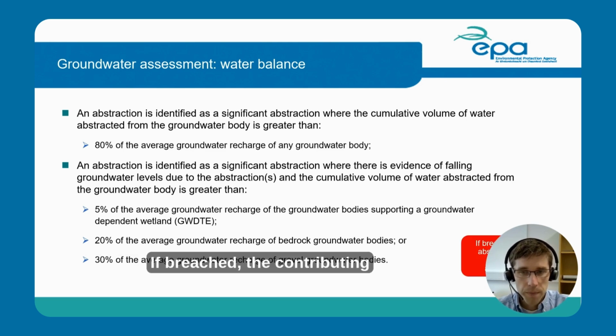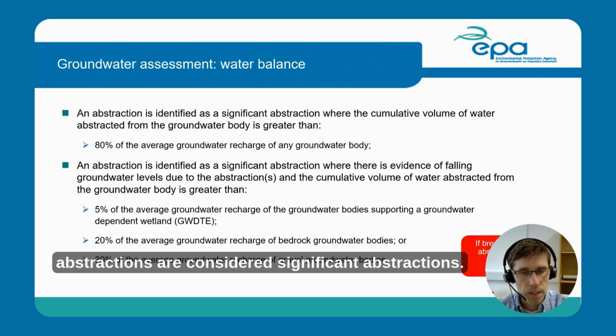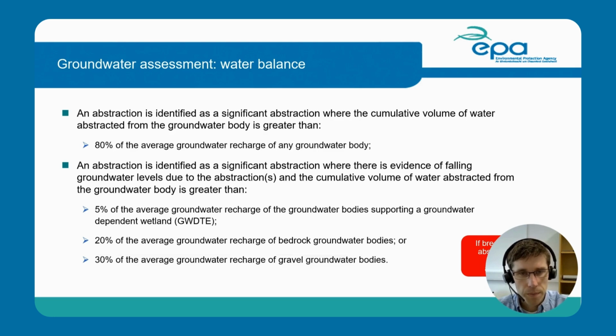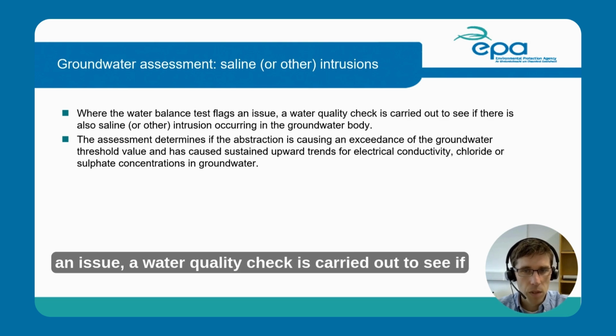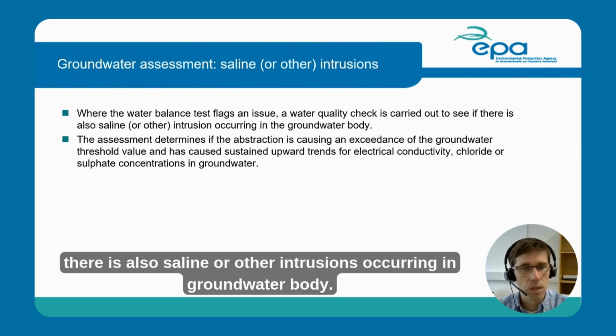If breached, the contributing abstractions are considered significant abstractions. The next test is the saline or other intrusions test. So where the water balance test flags an issue, a water quality check is carried out to see if there is also saline or other intrusions occurring in the groundwater body.